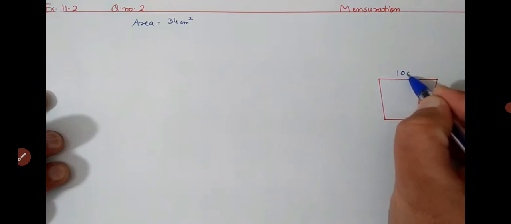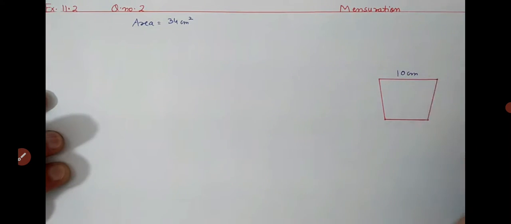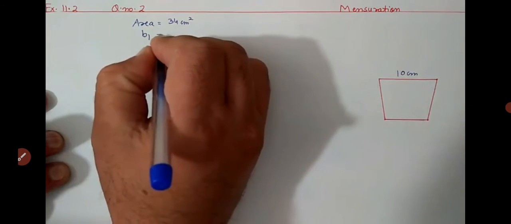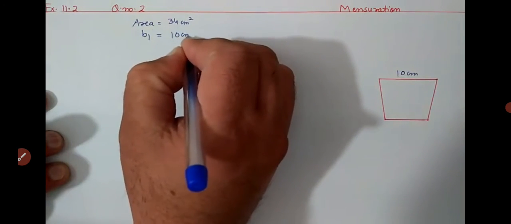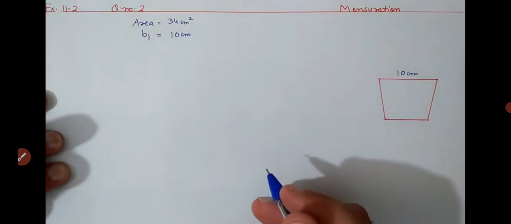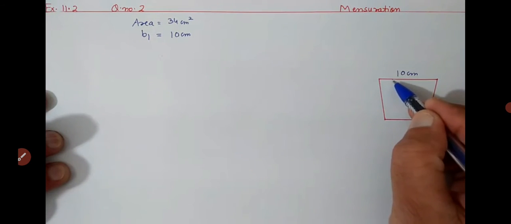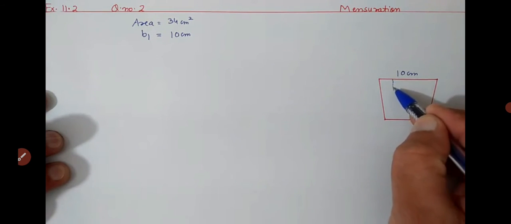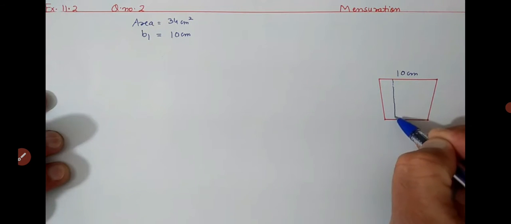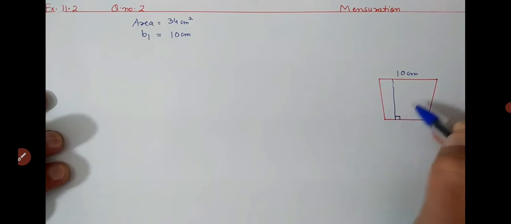Okay, and its height is 4 centimeter. The height is given, and the area is given. B1 is given as 10 centimeter, the area is also given as 34 centimeter square, and the height is 4 centimeter.